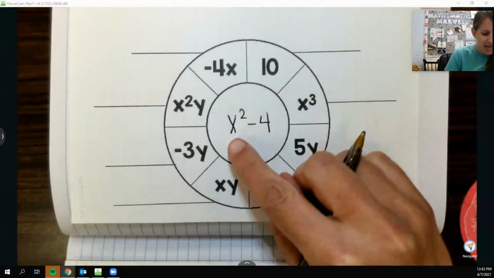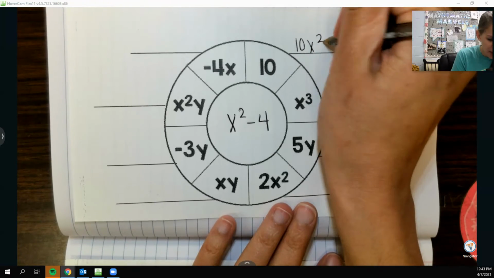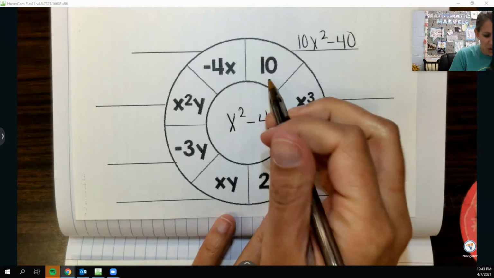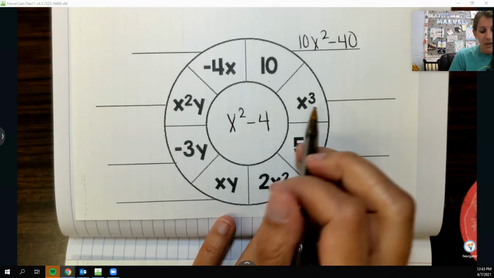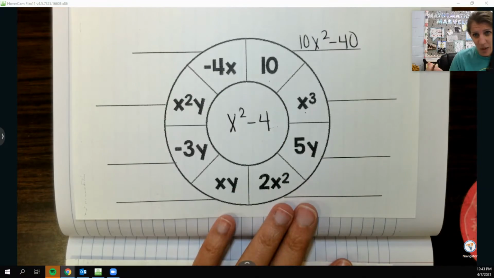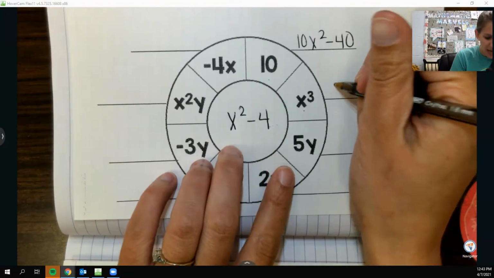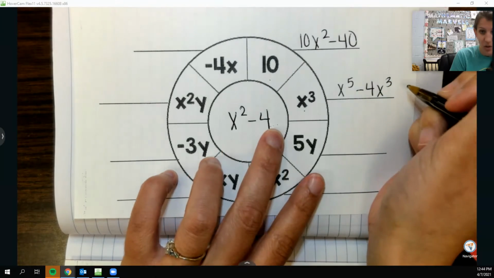So if I do 10 times this, we're going to get 10x squared minus 40. So I'm just timesing 10 by both of these numbers. Now with this one, I'm doing x to the third times both of these. So really I'm just adding up exponents. So it's going to be x to the fifth minus 4x to the third because there was nobody to add it with.